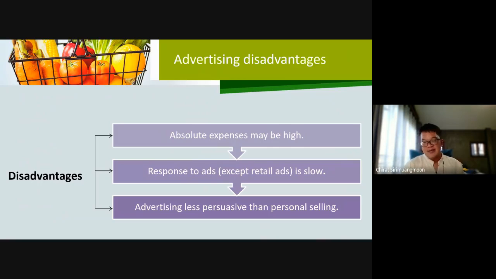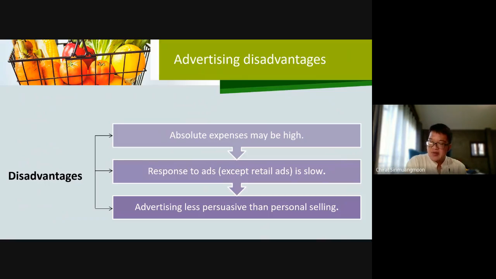But there are good things and bad things. A bad thing is that the absolute expense might be high. So the total cost might be very expensive. For example, if you want the very high frequency, what we call the prime time of the television, you might have to pay a lot of money to have that company show your products. Maybe 10,000, maybe 1 million per 30 seconds. So that costs a lot.